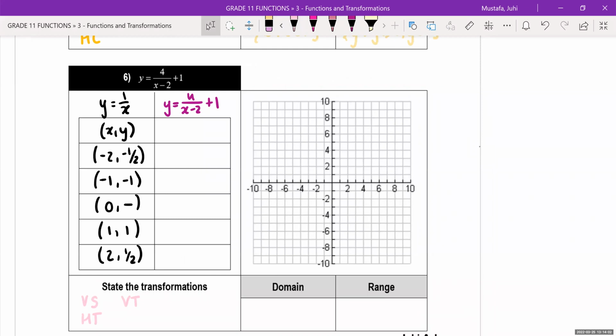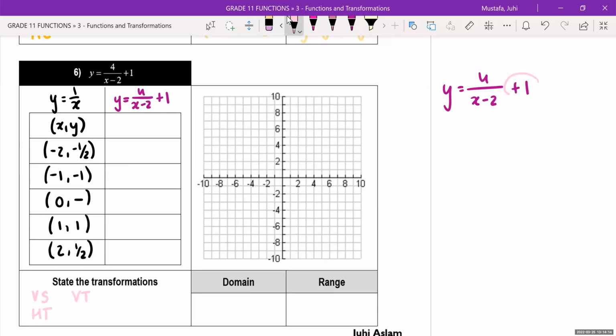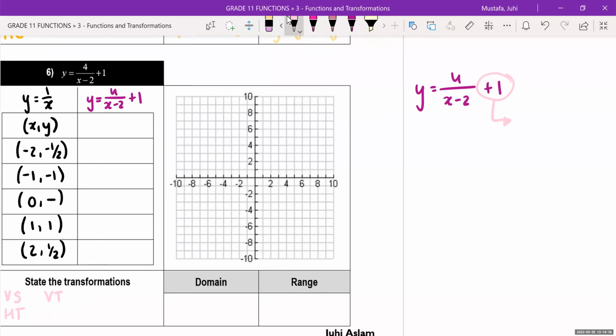I had shown you guys a little bit of a trick, which I will write down over here. So when we have an equation like y is equal to 4 over x minus 2, plus 1, the quick and easy way to figure out our asymptotes is this number here tells me that I have a horizontal asymptote at y is equal to 1. And this number here tells me I have a vertical asymptote at x is equal to 2.